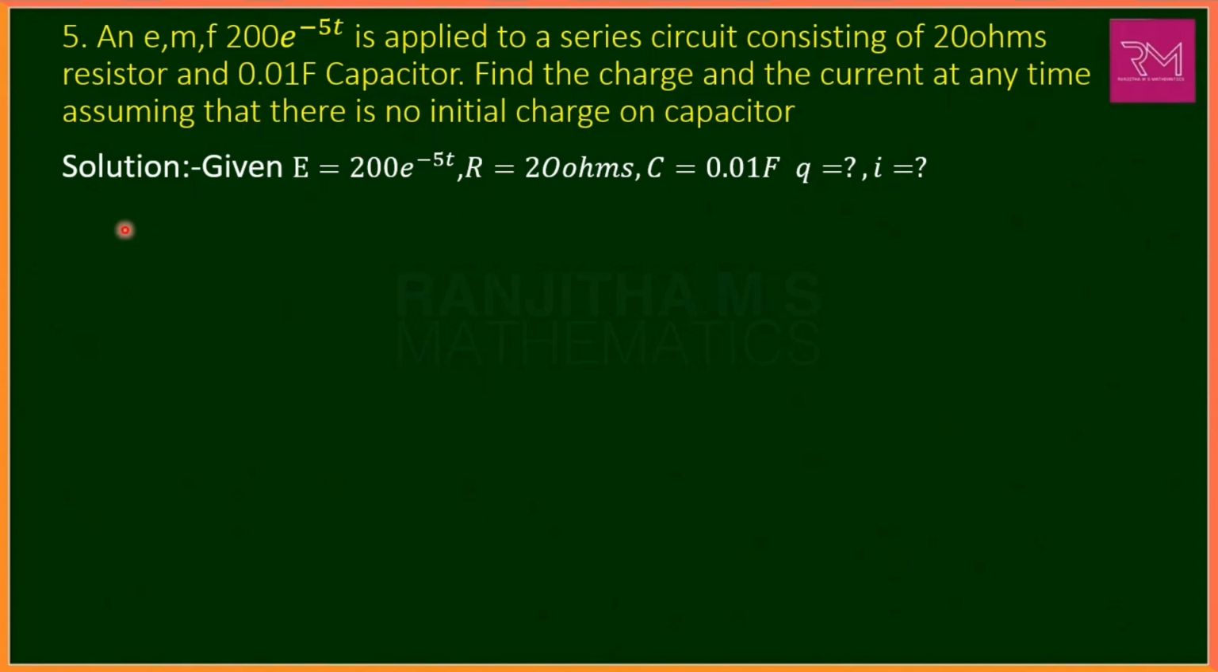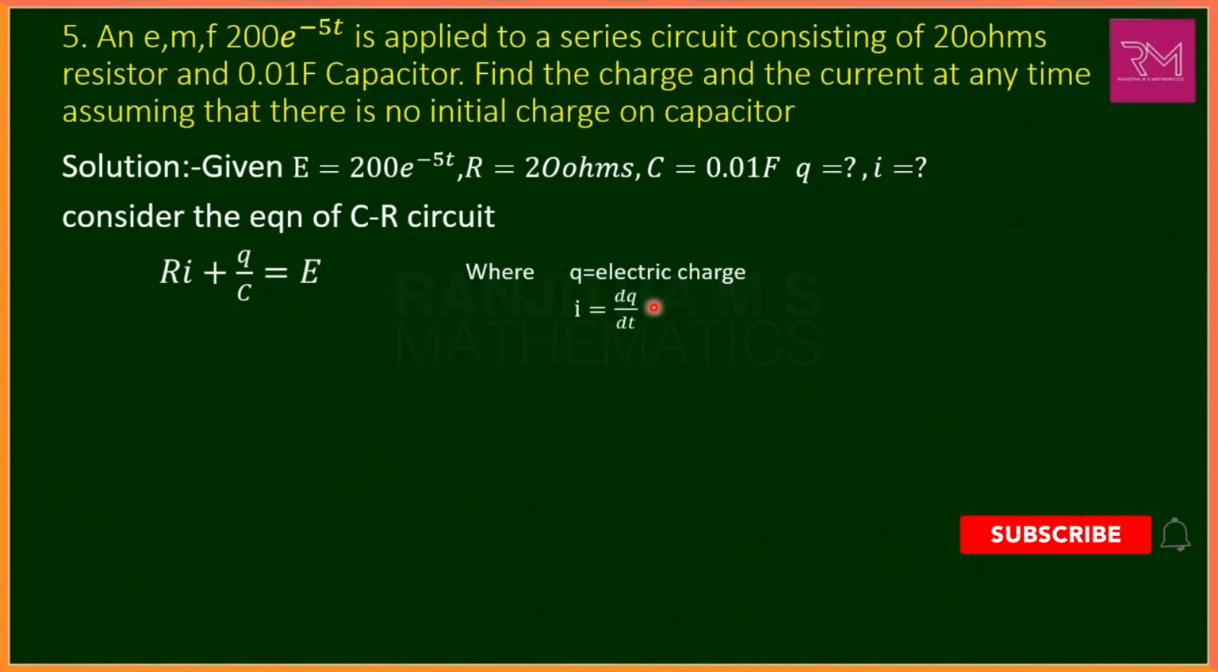Since this is a CR circuit problem, first you have to consider the differential equation of the CR circuit, that is Ri plus Q by C is equal to E, where R is the resistance, C is the capacitance, E is the electromotive force and Q is the electric charge. We know that the current I is given by dQ by dt. Substitute I as dQ by dt. We get R into dQ by dt plus Q by C is equal to E.